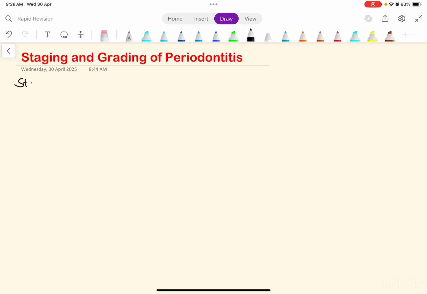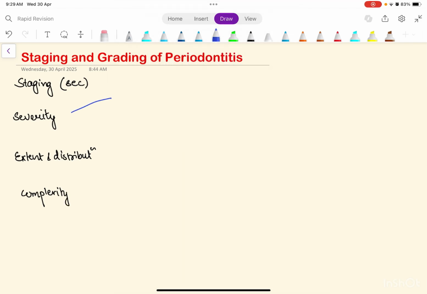Now, staging has three components and you can remember it by SEC. The first component is severity, then second is extent and distribution, and the third component is complexity. Severity again has three components, so we'll write them down. First is interdental clinical attachment loss, then radiographic bone loss, and then tooth loss.